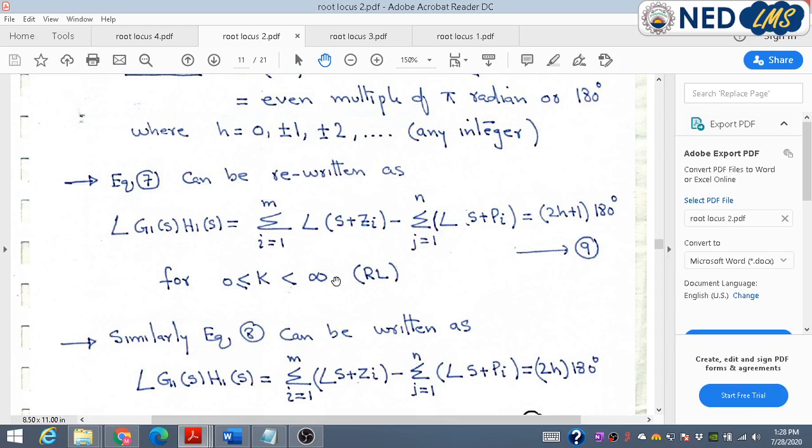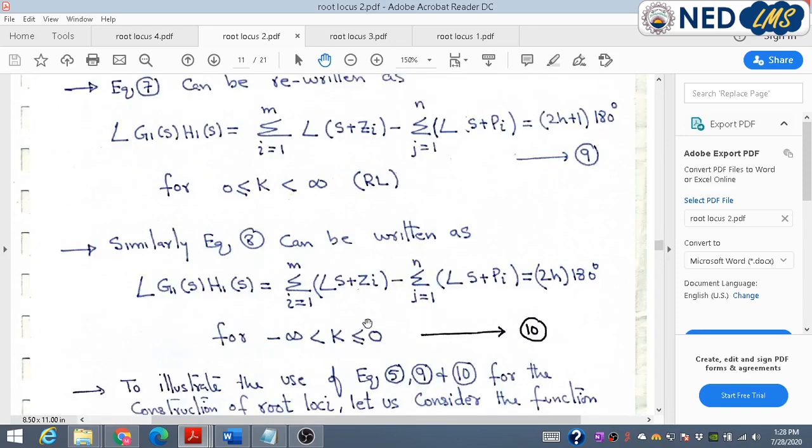If the point lies on RL, then the angle contribution from all the zeros and the poles must be equal to 180 degrees or an odd multiple of 180 degrees, where the gain k is positive. If the angle contribution from all the zeros and poles is equal to 0 degrees or an even multiple of 180 degrees, it means the point lies on CRL, where the gain k is negative. If both conditions fail, it means this particular search point does not lie on the root locus.